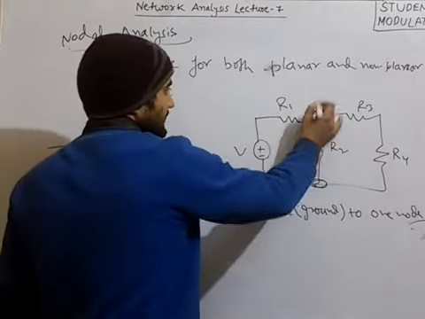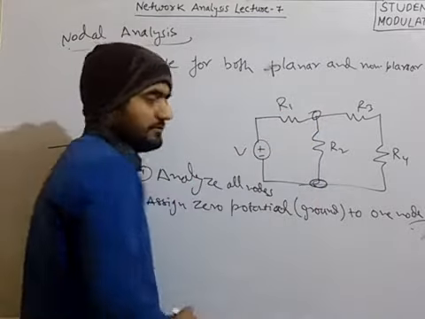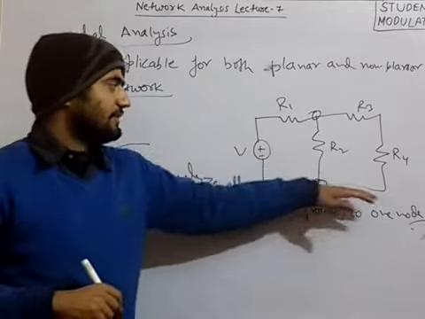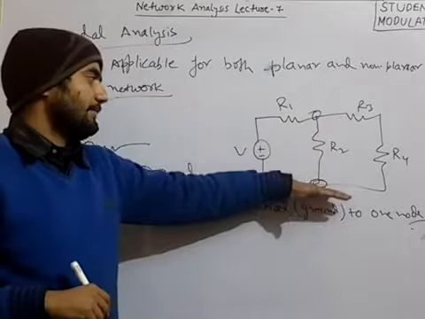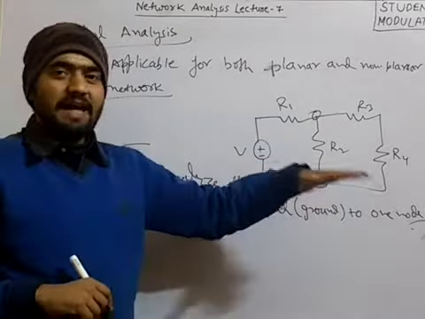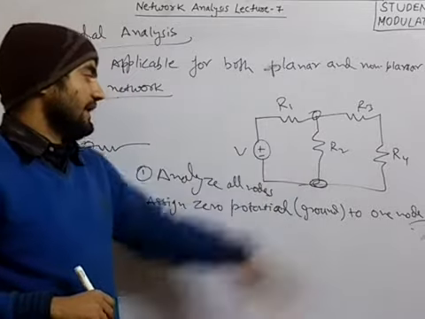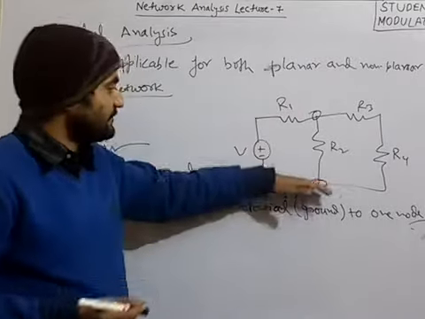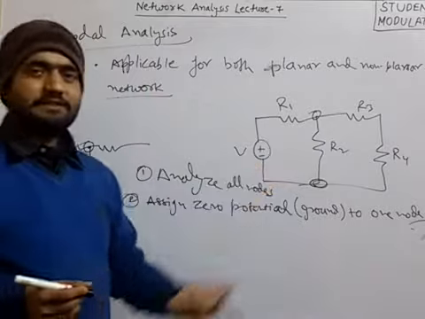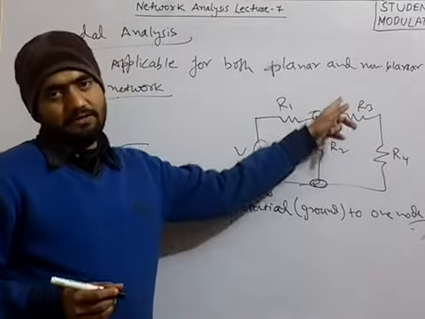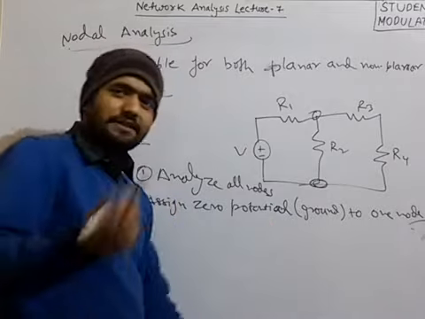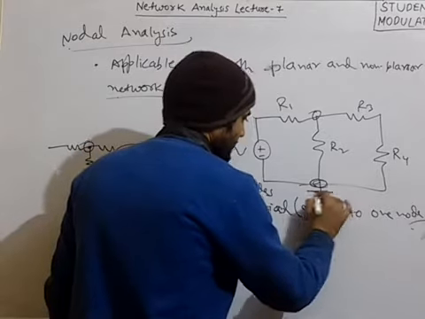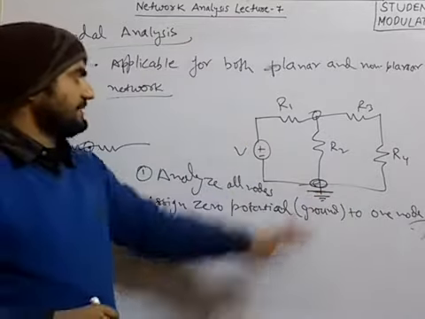So either we can assign this node as zero potential, or we can assign this node as zero potential. Mostly we assign the zero potential to the ground, meaning the lower part of the circuit, as a visual convenience. But it is your choice, you can assign this as zero as well. So for our convenience, we generally assign zero potential to the lower part, and so we have assigned this as zero potential.